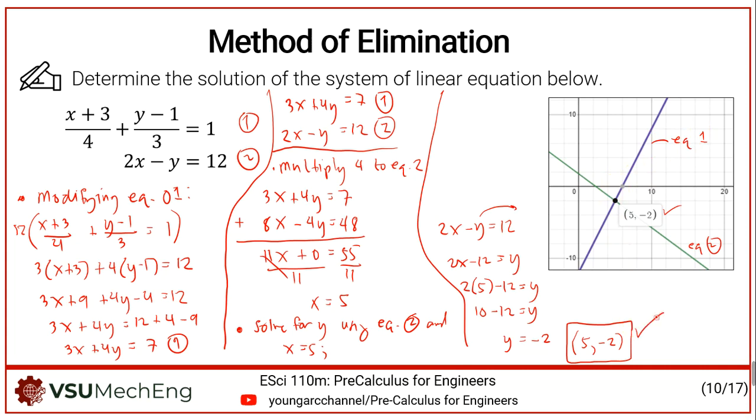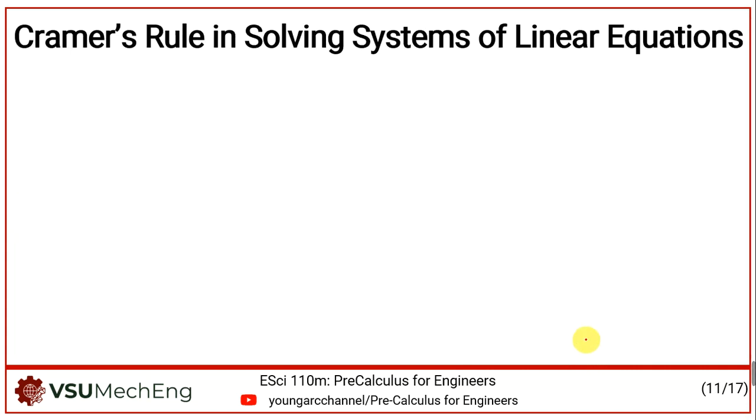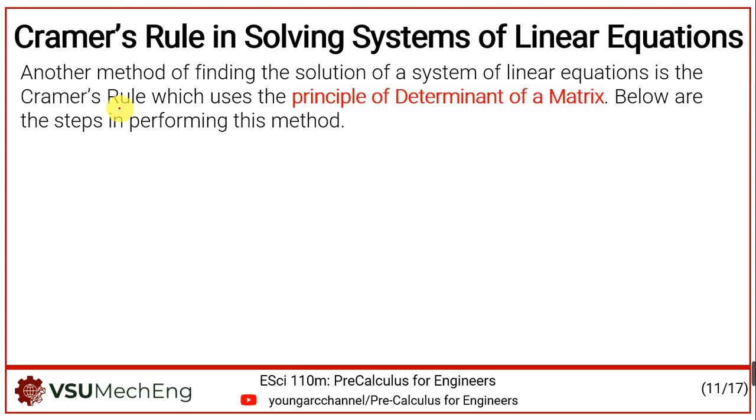Okay, so our solution here, or the values of our x and y, is correct. Now let's proceed to the last method. This is Cramer's rule in solving systems of linear equations. For Cramer's rule, we will use the concepts from matrix. So this is another method of finding the solution of a system of linear equations.